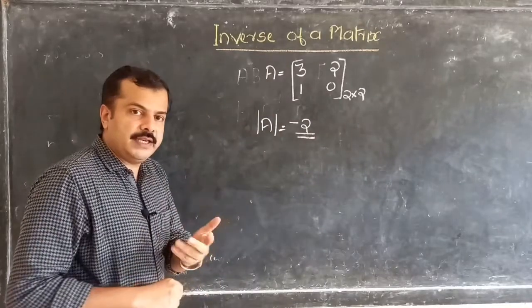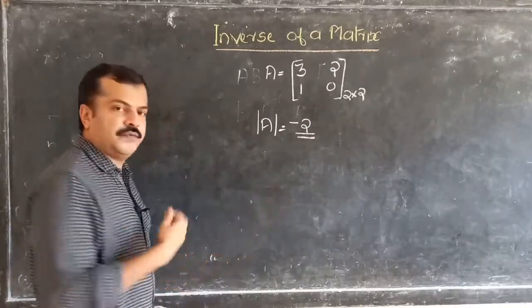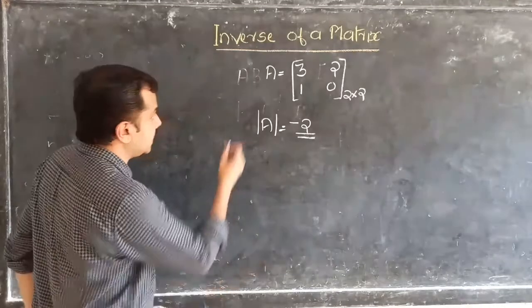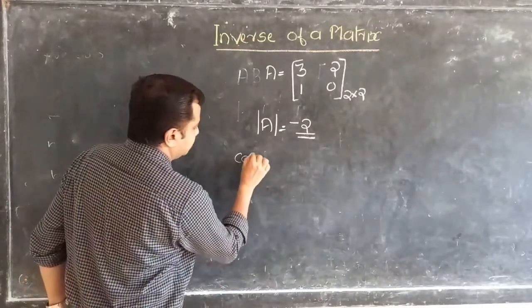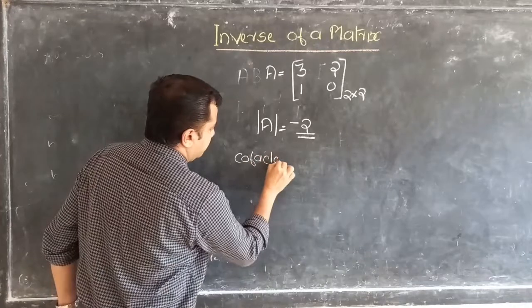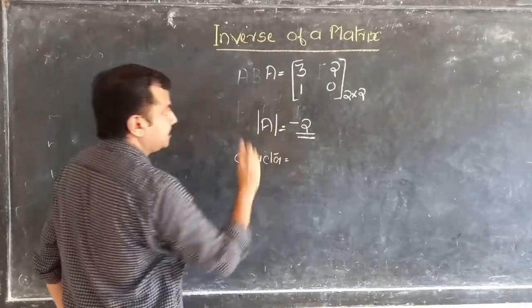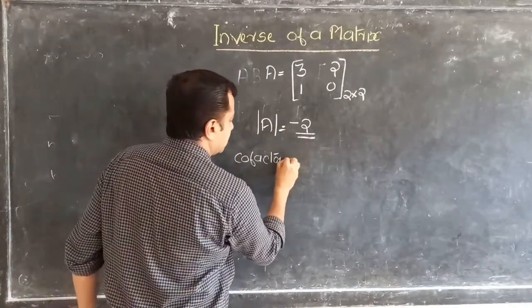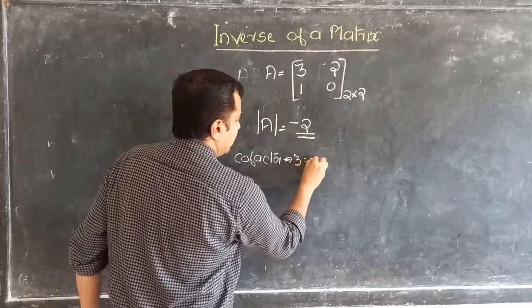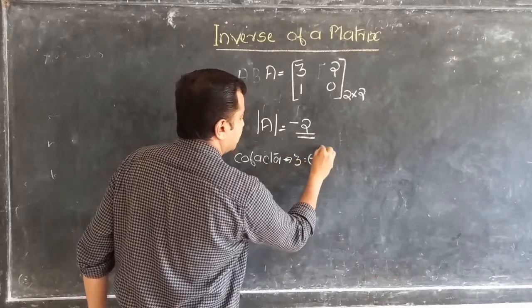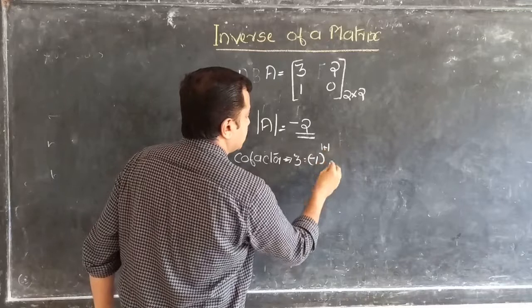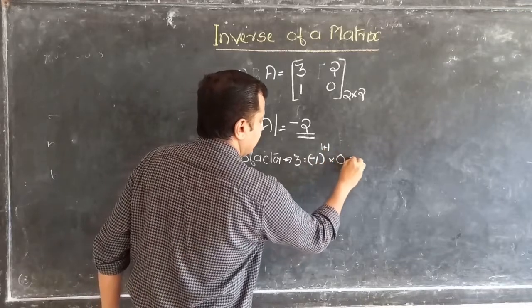Now, first we need to have the cofactors. So first we calculate the cofactors. Cofactor of 3 will be minus 1 raised to 1 plus 1 into 0. So the answer will be 0.